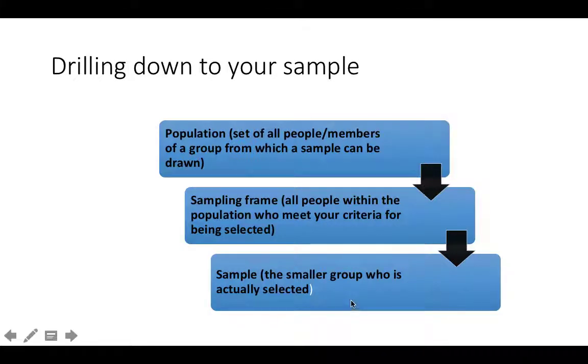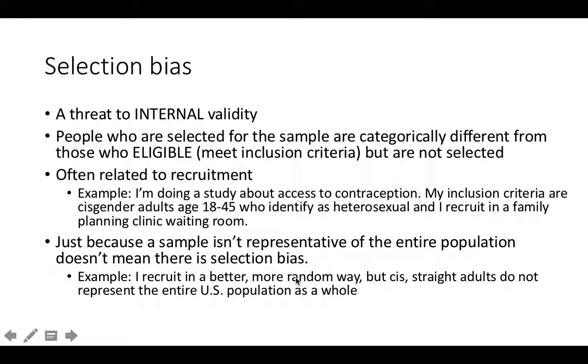So in other words, if selection bias is at play, there's something that's happening that means that people who are selected are categorically different from people within the sampling frame, or people who meet the criteria and are eligible for being in the sample. So an example of this is, let's say I was doing a study about access to contraception. And my inclusion criteria are you have to be a cisgender adult who's aged 18 to 45 and who identify as heterosexual. So that's my sampling frame. In other words, people who are eligible to participate are cis adults who are straight.